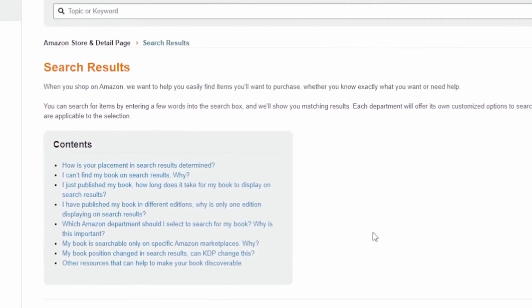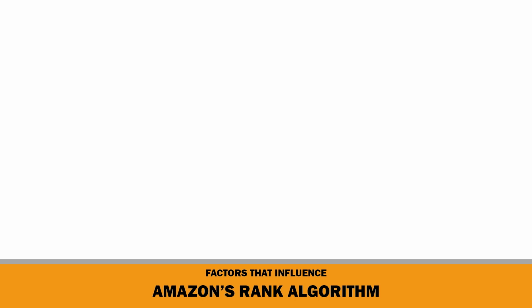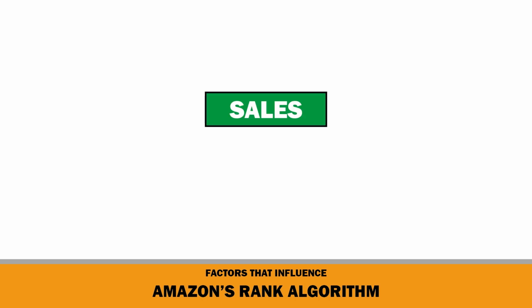Let's combine the information both in Amazon Singapore Help Center and KDP Help Center and make a simple chart that will help us better understand all these factors. Amazon is much more likely to promote listings that are more likely to result in sales. That's why I put the sales at the center of our graphic.